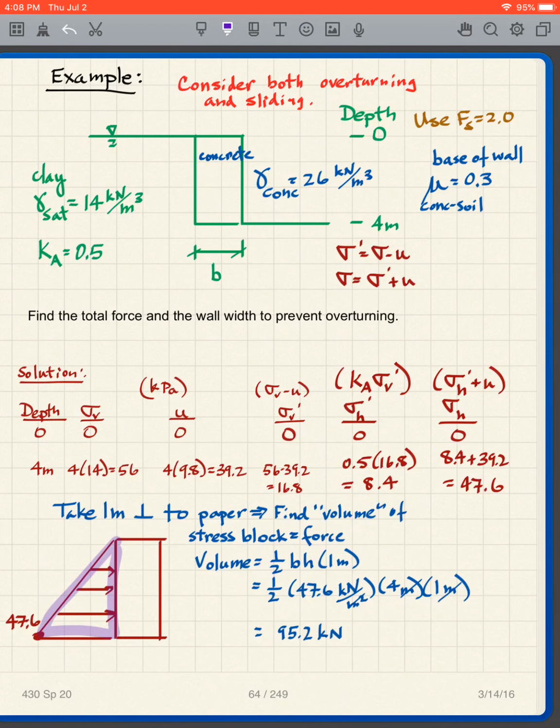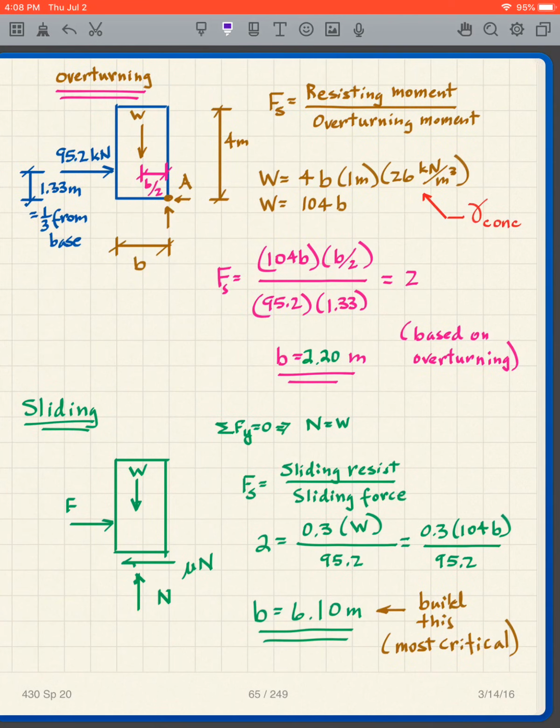So the volume of my stress block is 1/2 the base. There's my base of my triangle. The height is that, it's 4 meters, and then 1 meter perpendicular to the paper. You can check the units. The units all work out, they cancel, and I get 95.2 kilonewtons. So now I'm going to analyze overturning, and I'm worried about rotation about the lower right corner in this case.